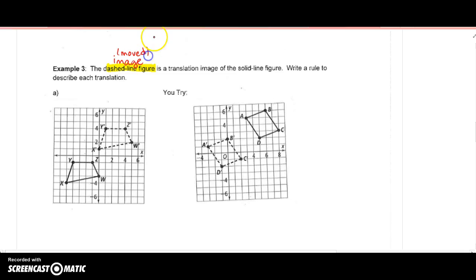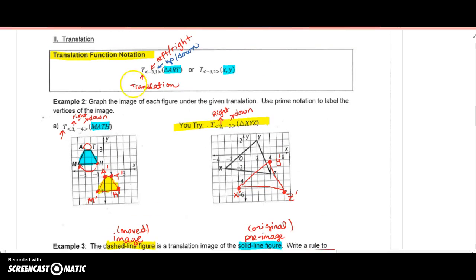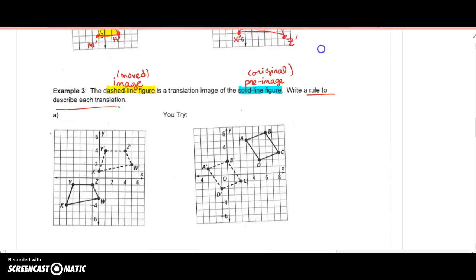And then you've got the solid line figure. That is the pre-image. That is the original figure. And that's going to be important. And we're supposed to write the rule to describe the translation. So what they mean by write the rule is they mean write this T with the angle brackets, the numbers that go on the inside, and what the shape is that we're moving.